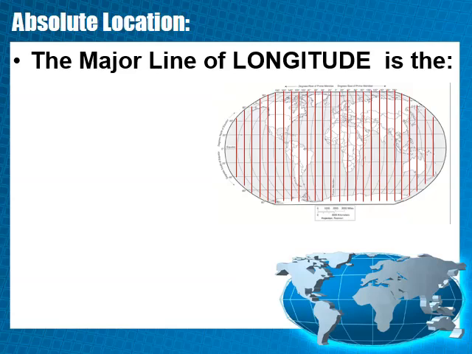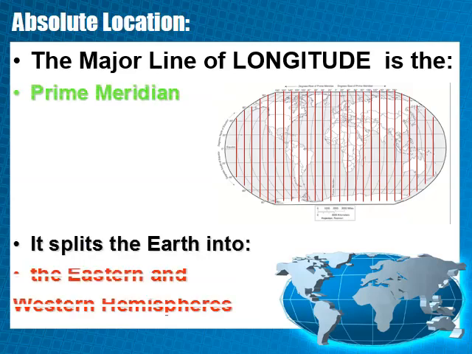The major line of longitude is called the prime meridian. It's going to be found at 0 degrees, and it's going to split the Earth into the eastern and western hemisphere.